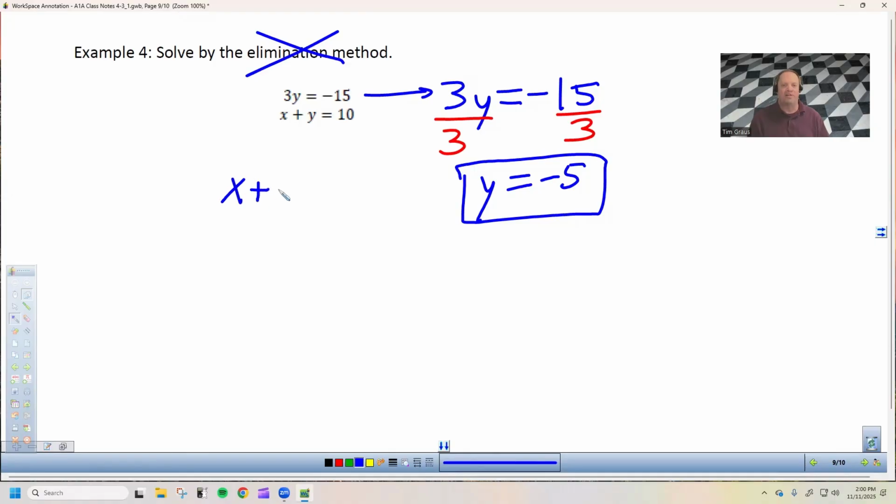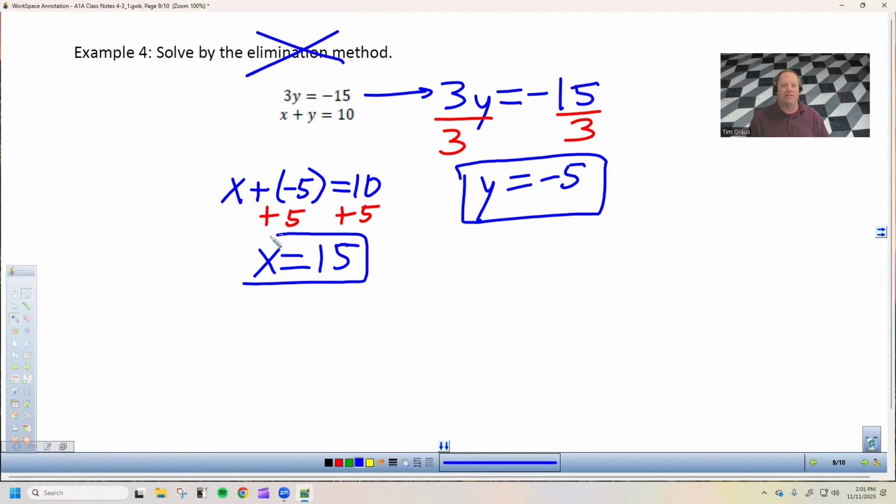x plus negative 5 equals 10. And add 5 to both sides. We've got an answer for x. x is equal to 15. So really, the elimination method was not necessary here. The substitution method worked just as well. My answer could be written as the ordered pair (15, negative 5).